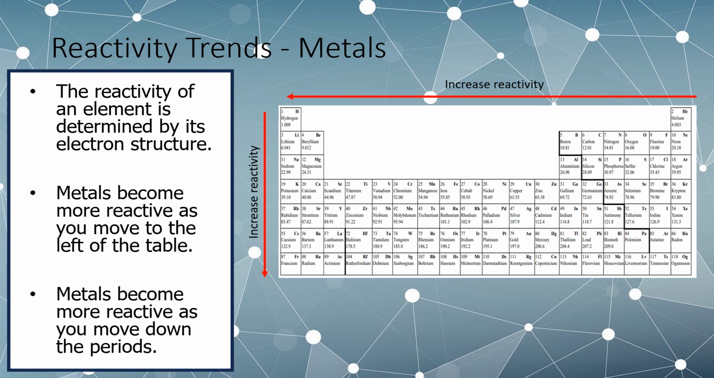Now, metals become more reactive as you move down across the periods. This is because as you move down, we get more shells, correct? As we've just established in our electron trends. So more shells means those outer electrons are further away from our nucleus, which is keeping them in close, meaning it's easier to get rid of those electrons from further away.